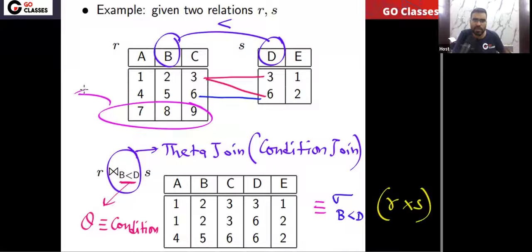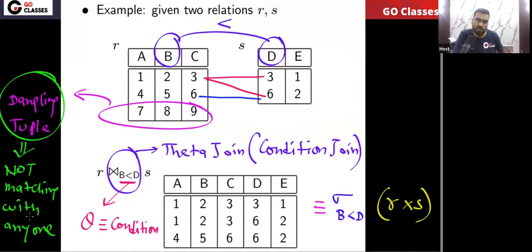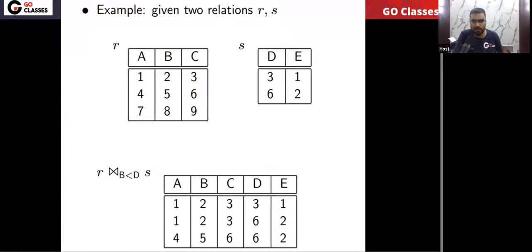So this is called a dangling tuple, because this is not matching with anyone. Dangling tuple means not matching with anyone. Remember, this is not a dangling tuple because this is matching with someone. This is also matching with someone. So only this 7, 8, 9 is the dangling tuple, because it is not matching with anyone. Very simple. Now let's move on.